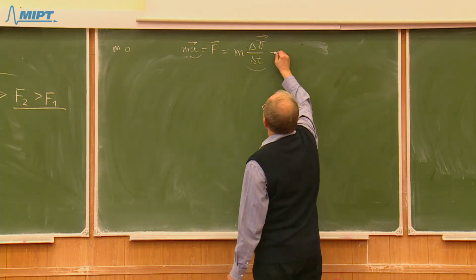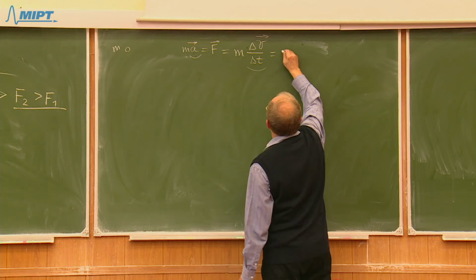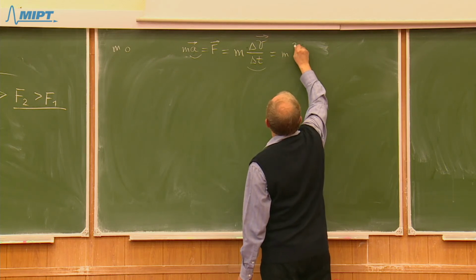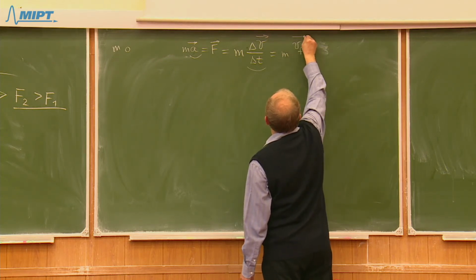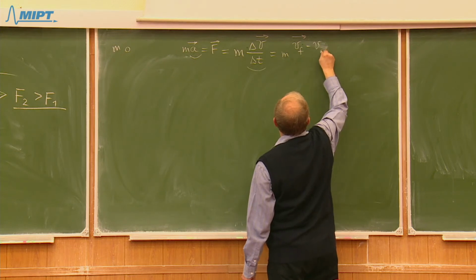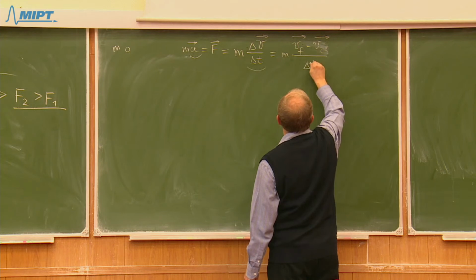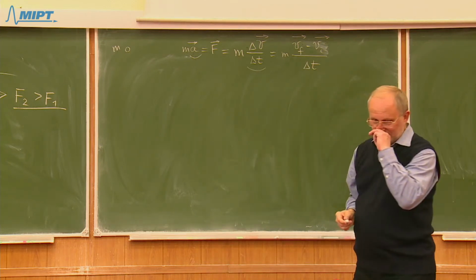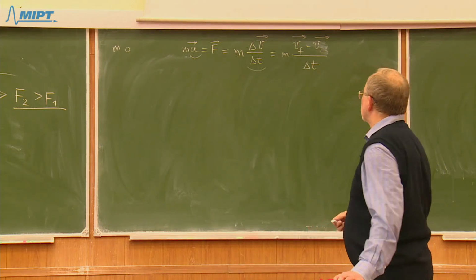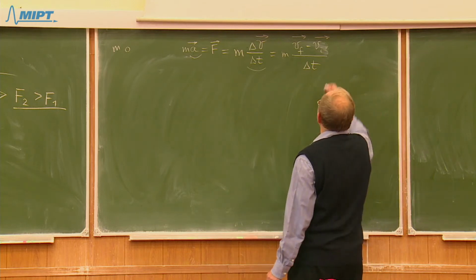And what is delta v? Delta v is some final velocity minus initial velocity. That is the change of velocity during time interval delta t.